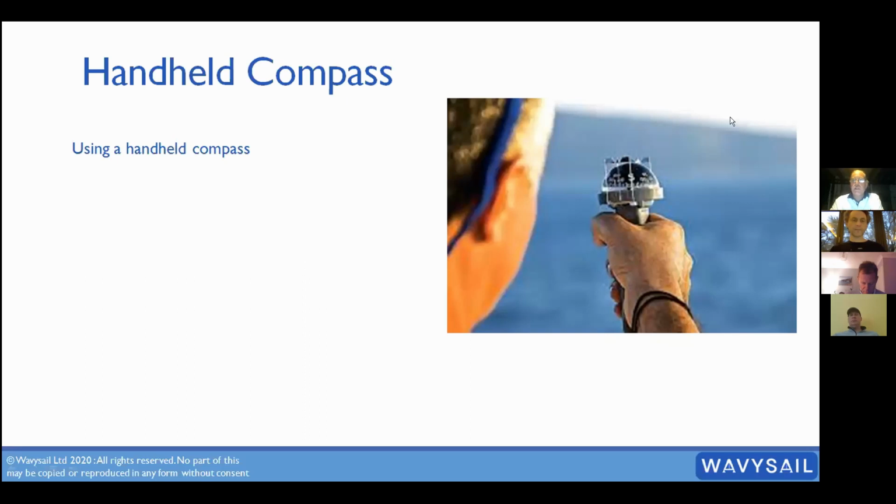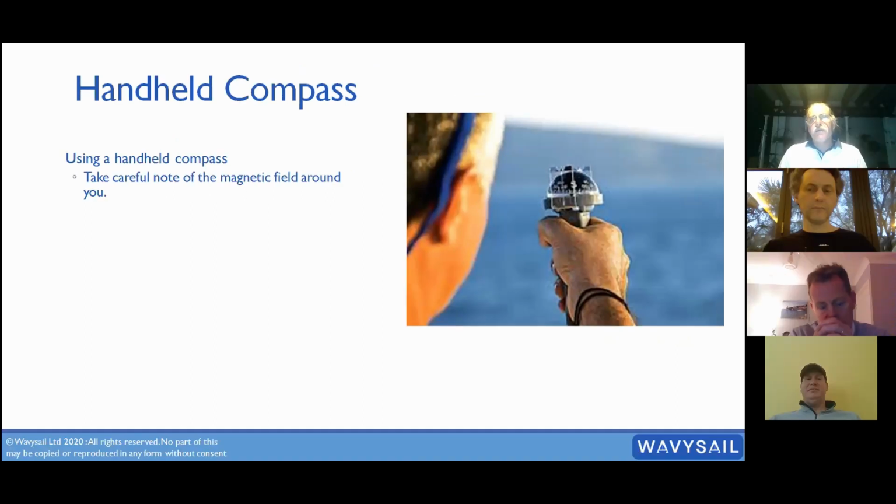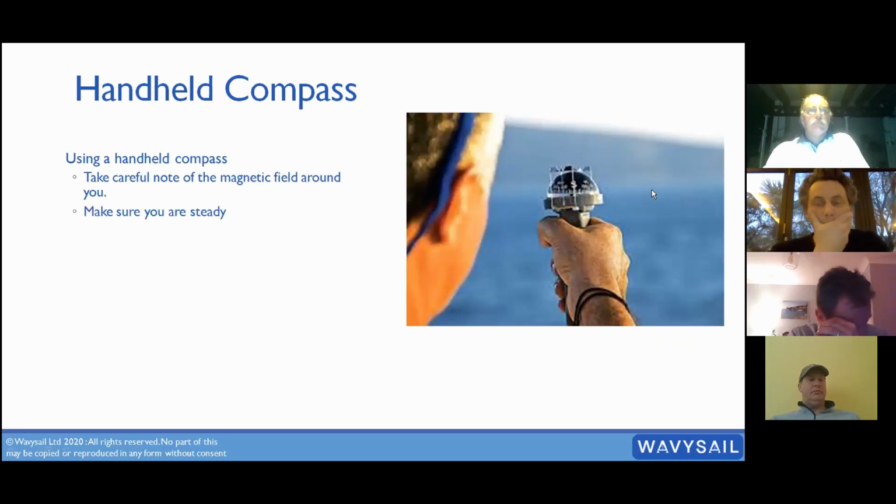So a couple of things to note in this picture. Take careful note of the magnetic field around you. Remember, you don't have a deviation card. Stand well clear of anything that you think could cause any magnetic interference. So don't sit on top of the electrics box or the switchboard or the engine. Get yourself nice and clear and away from everything so you don't have any deviation. Make sure you're steady. Trying to get a decent reading using a handheld compass if you're bouncing around is next to impossible.